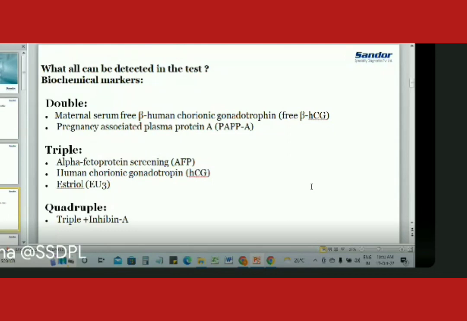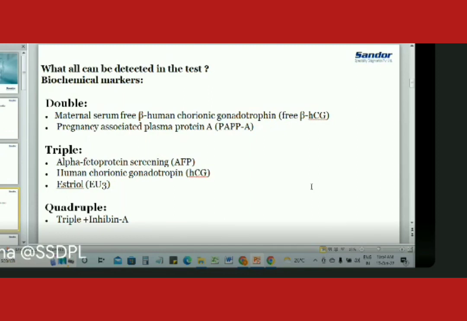This is produced by the placenta, and this is normally used to detect Down syndrome. And PAPP-A is nothing but pregnancy associated plasma protein A, which again will counter Down syndrome, trisomy 21. Exactly. So almost the screen says everything. You guys can speak it out.